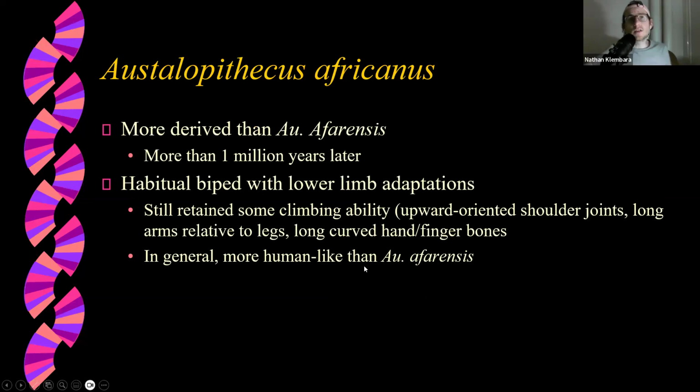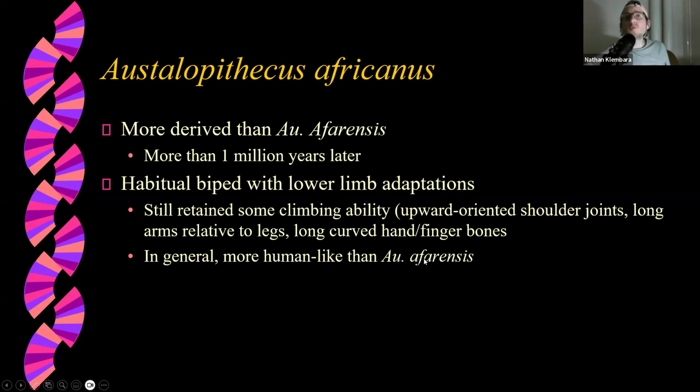Now, what does it look like? We do know that it is more derived than Australopithecus afarensis, which makes sense because it's living about 1 million years after. So Australopithecus afarensis, 3 to 4 million years ago, Africanus, 2 to 3 million years ago. So it makes more sense that it would be more derived and closer to what we're looking for, which are the traits that make us Homo sapiens.